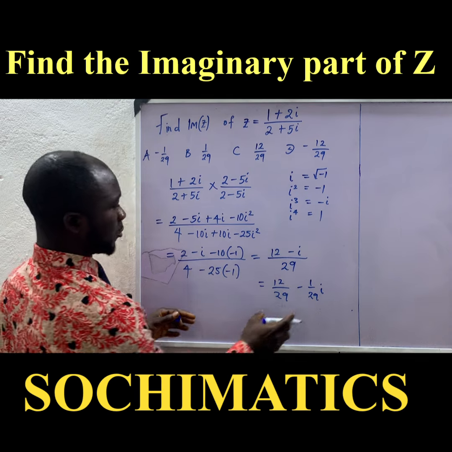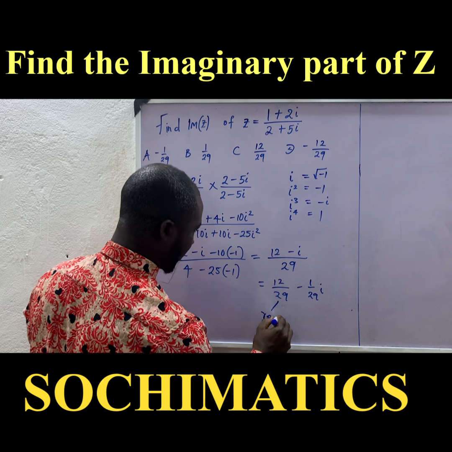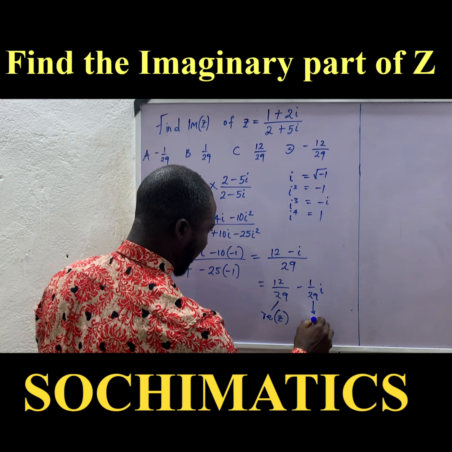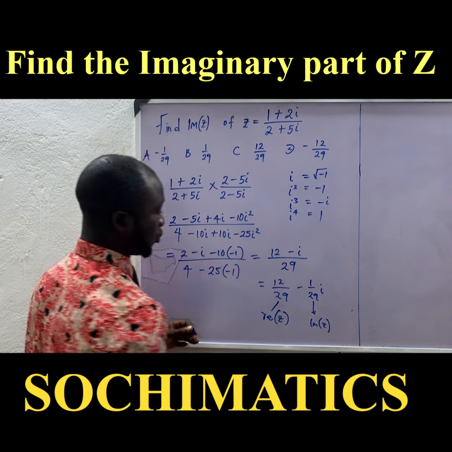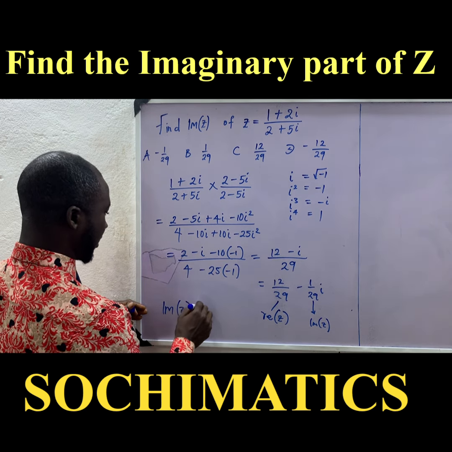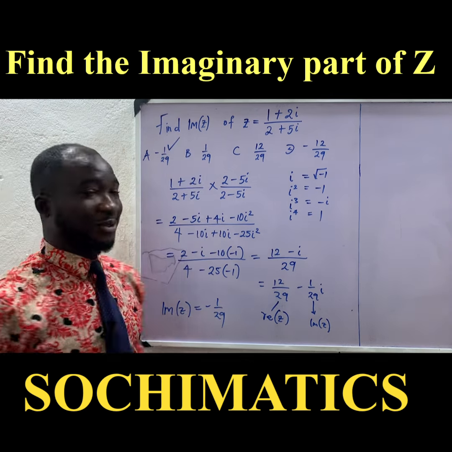And so when we then compare, this is the real part of z, and this is the imaginary part of z. And so the imaginary part of z is minus 1 divided by 29. And so this is the correct option.